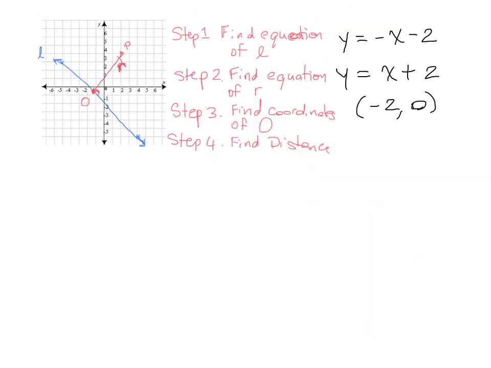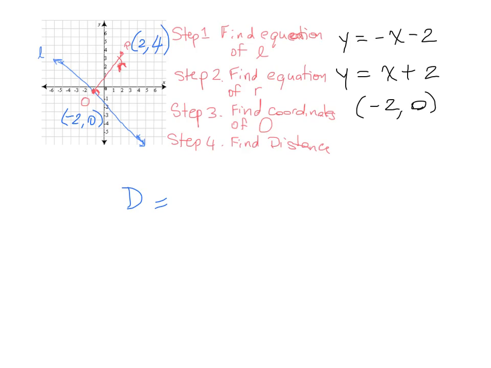So we're almost there. We're almost to the point where we can figure out the distance between our point P and our line L. At the very beginning of the question, we were given the coordinates of point P as (2, 4). And it took us a lot of work, but we finally figured out that the coordinates of O are (-2, 0). Now that we have 2 points, all we have to do is use the distance formula or the Pythagorean theorem to figure out the distance between these 2 points.